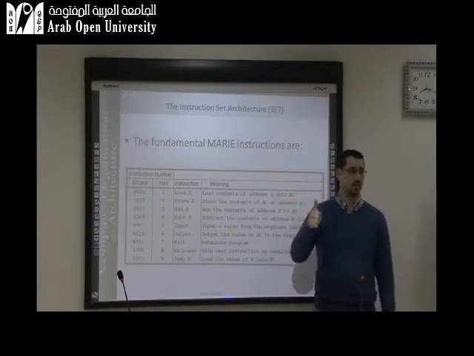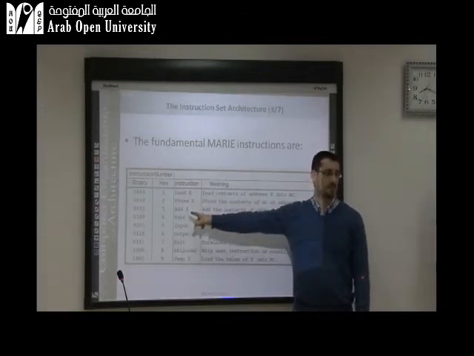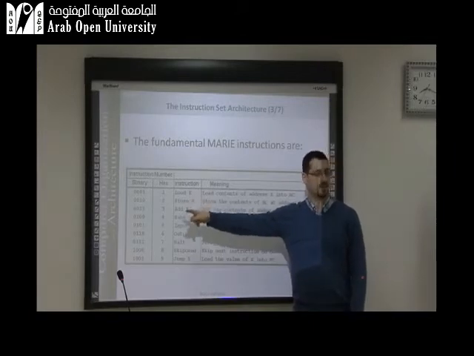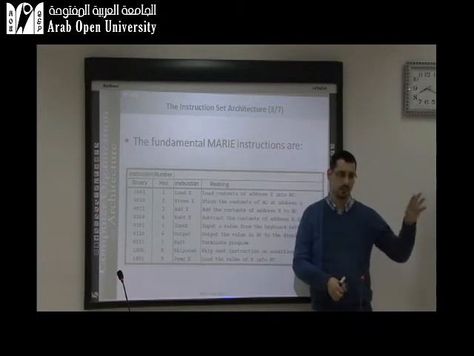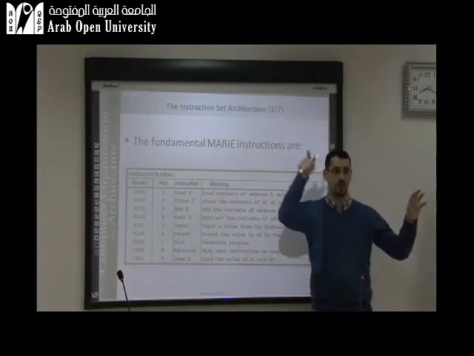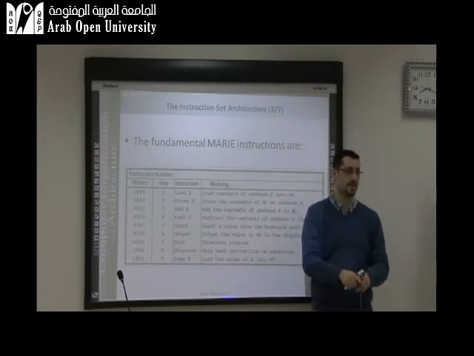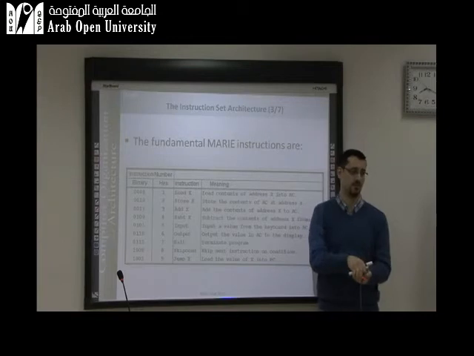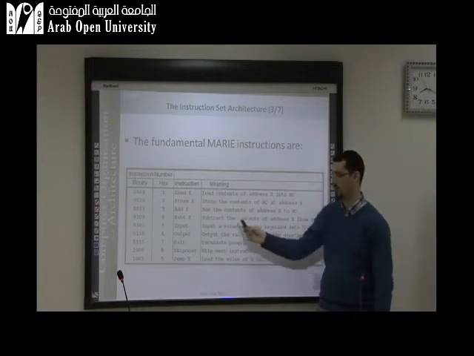The first operand will be in the accumulator, and the second operand is at address X, the content of address X. So when executing this instruction, the CPU adds the content of the accumulator to the content of address X and stores the result inside the accumulator. So it replaces the content of the accumulator by the sum of the accumulator plus the content of memory X.